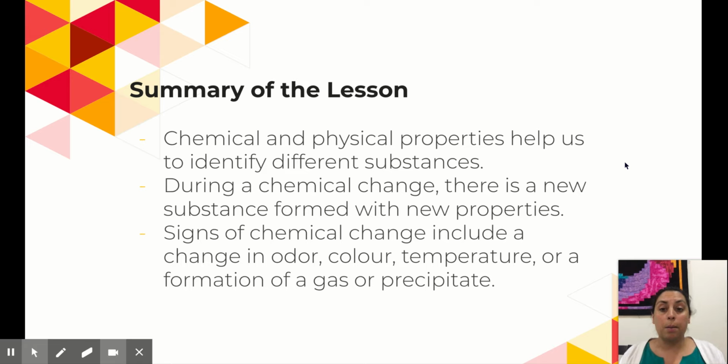So just to summarize, chemical and physical properties help us to identify different substances. They also help us to identify when a chemical change has occurred. During a chemical change, there is a new substance formed, and that new substance has new properties. Signs of chemical change include a change in odor, color, temperature, or a formation of a gas or precipitate, or the fact that there actually is a brand new substance formed.